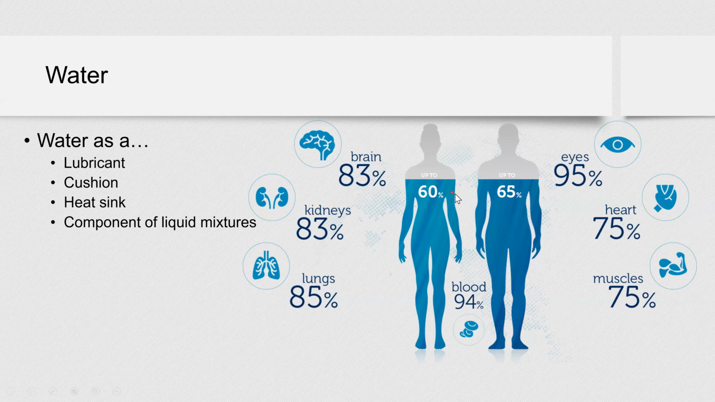So the water is really crucial for life. You know, water is so important for life to exist that when we are looking at different planets and trying to find traces of life, we're looking for water. Because if we can find water, we hypothesize, we can assume that life might exist on the planet. If there is no water, no life. Water is a lubricant, it's a cushion, it's a heat sink, and it's a component of liquid mixtures.